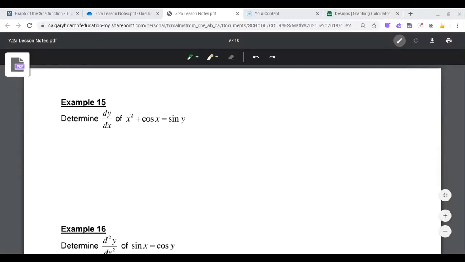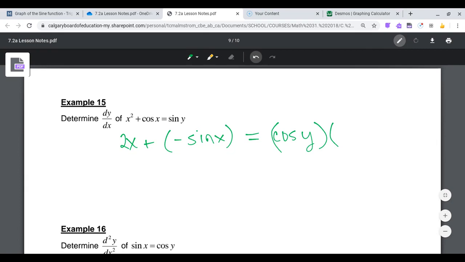All right, so the derivative of x squared is 2x plus the derivative of cos x, which will be negative sine x, is equal to the derivative of sine y. As soon as I see that y, I have to think implicit differentiation. So the derivative of sine is cos of the argument y, multiplied by the derivative of the argument, which would be y prime.